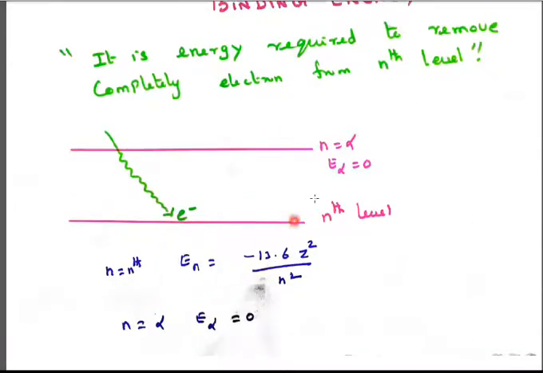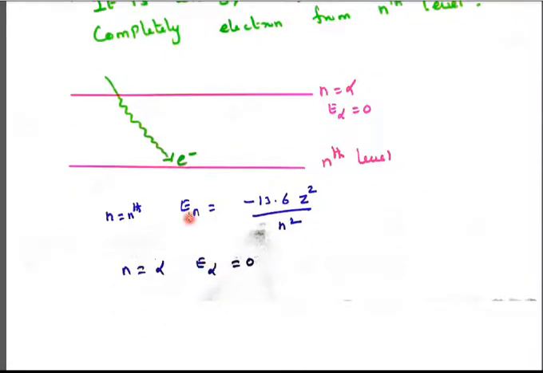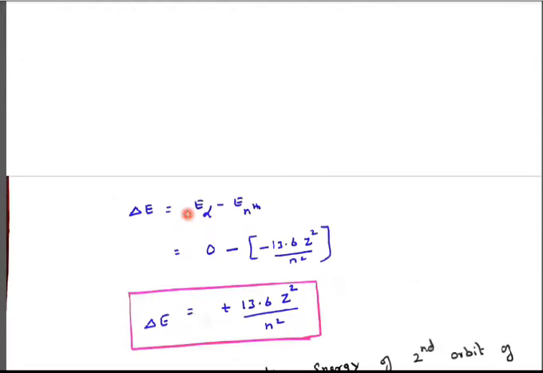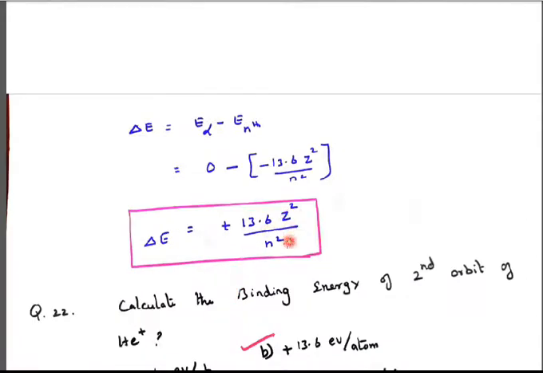En is equal to minus 13.6 Z square divided by n square. So if the electron is at n equal to infinity, the energy of the infinity level is equal to 0. So the infinity level minus En is the change of energy: delta E equals E infinity minus E nth level energy. So this is 0 minus minus 13.6 Z square by n square. Minus of minus is plus, so 13.6 Z square by n square is the formula for binding energy. Binding energy is equal to plus 13.6 Z square by n square.